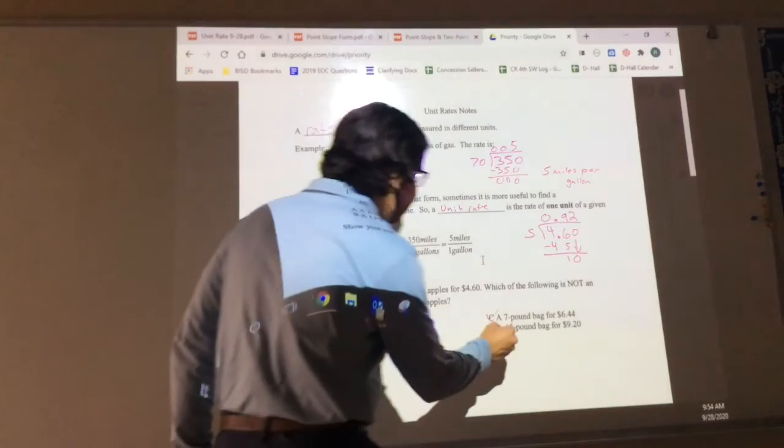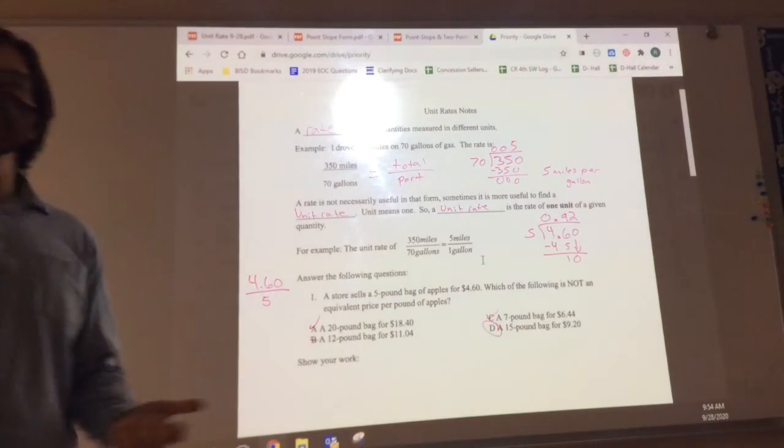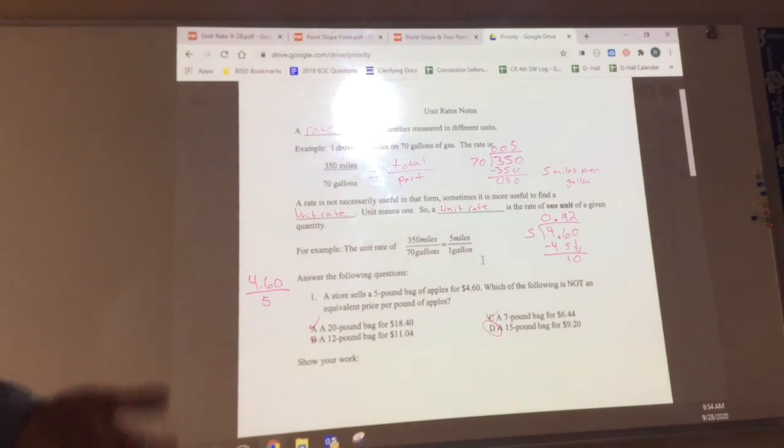Nope. So this is the one that doesn't work out. So do we see how unit rate works? It's pretty simple, right? It's finding the price per one and then being able to replicate it and plug it back into everything else. Okay? Let's move on to the next part of the notes. Do you guys remember this from 6th grade? A little bit.